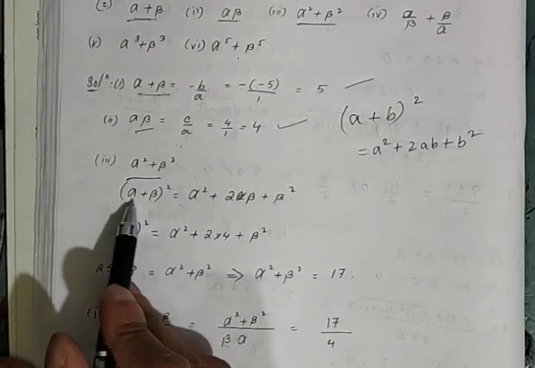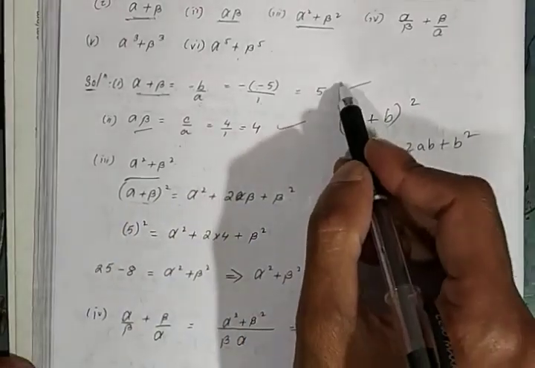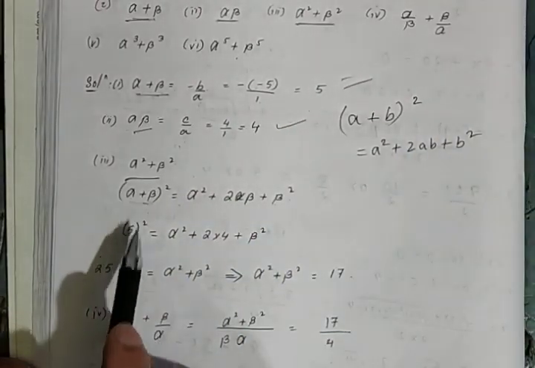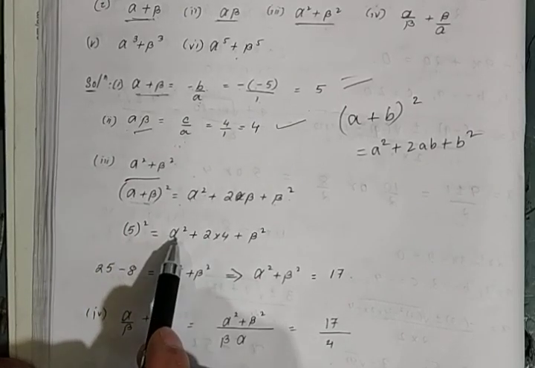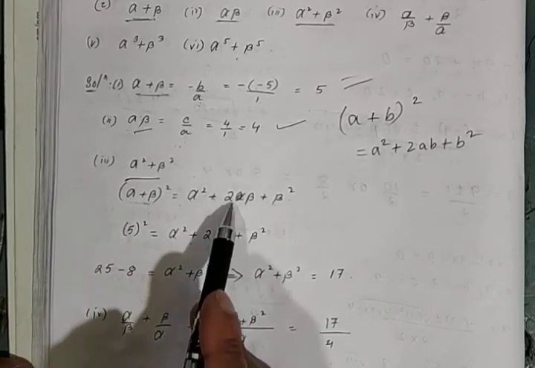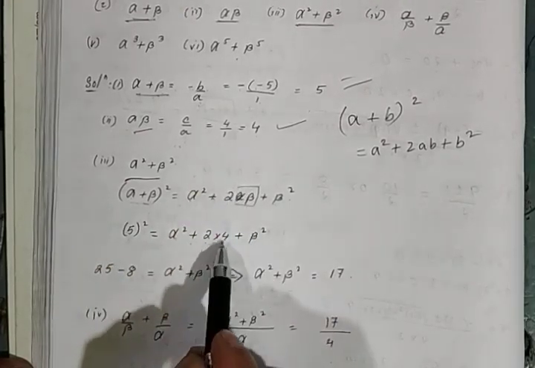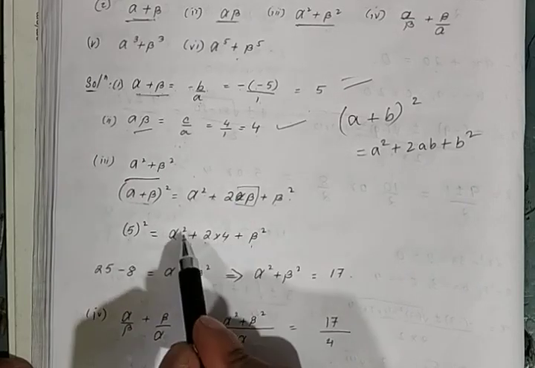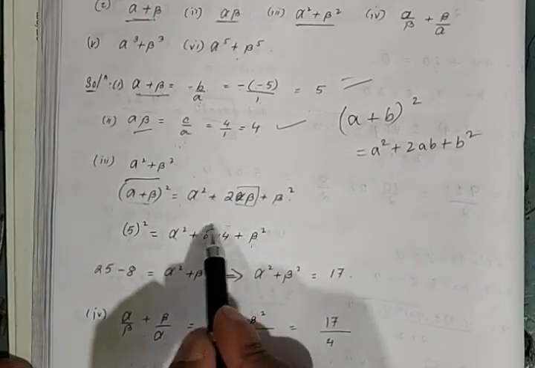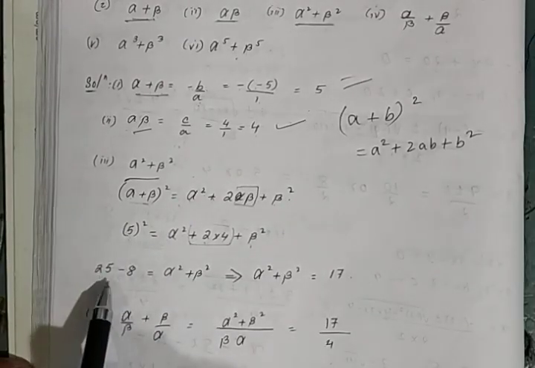Now I already know alpha plus beta. See, it's connected. Alpha plus beta is 5, or not? 5. In place of alpha plus beta I wrote 5. So it becomes 5 square equal to alpha square as it is, plus 2 as it is. But alpha beta also I already know. Alpha beta is 4. So 2 into 4, plus beta square as it is. Now you see alpha square and beta square I have here. That means 2 4s are 8. I have to shift this side. So 5 square is 25 minus 8.